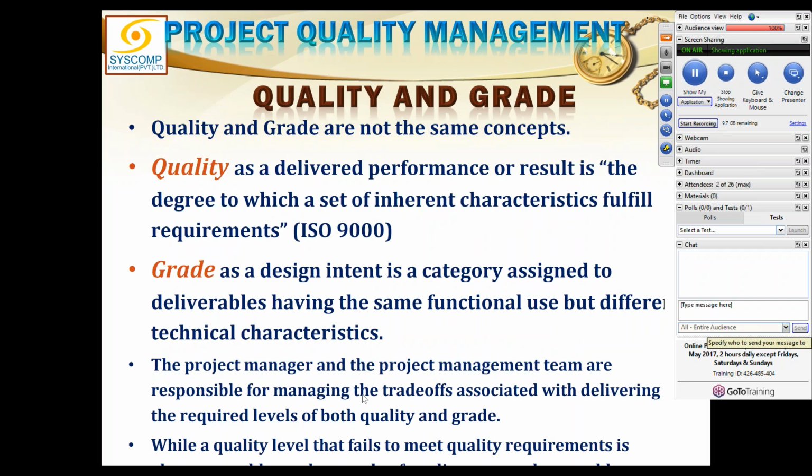Right. Now let me explain the difference between quality and grade. What do you think? What is the difference between quality and grade? Are they same? Are they different things? Sir, grade means good quality, best quality, worst quality. Okay. If you read the very first line, it says quality and grade are not the same concepts. They have nothing in common. So this is not good, better quality or something like that. Quality is something else, grade is something else.